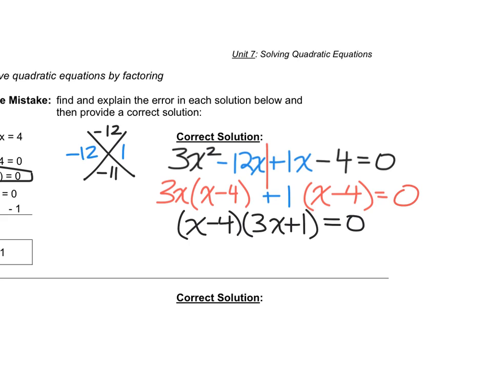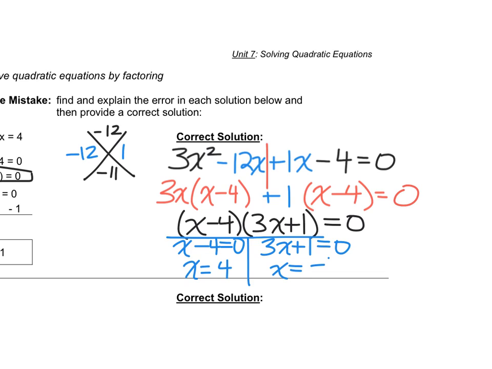All right, so all of that was last unit. The next step is this unit. So this is the only new part of it. Set each of these factors equal to 0. And solve, and you'll get x equals 4. And for the right-hand equation, I have to subtract a 1 and divide by 3. So x would be equal to what? Loud and proud. Negative 1/3.